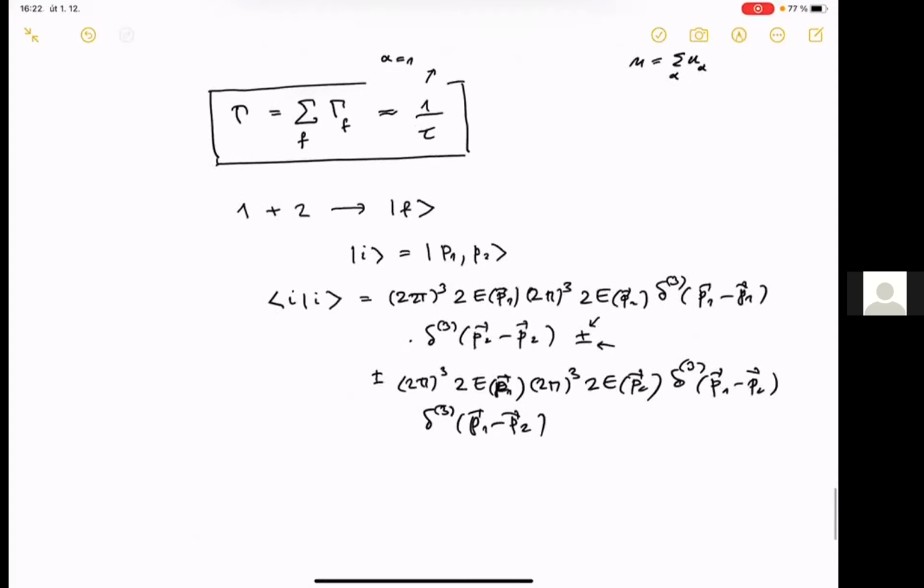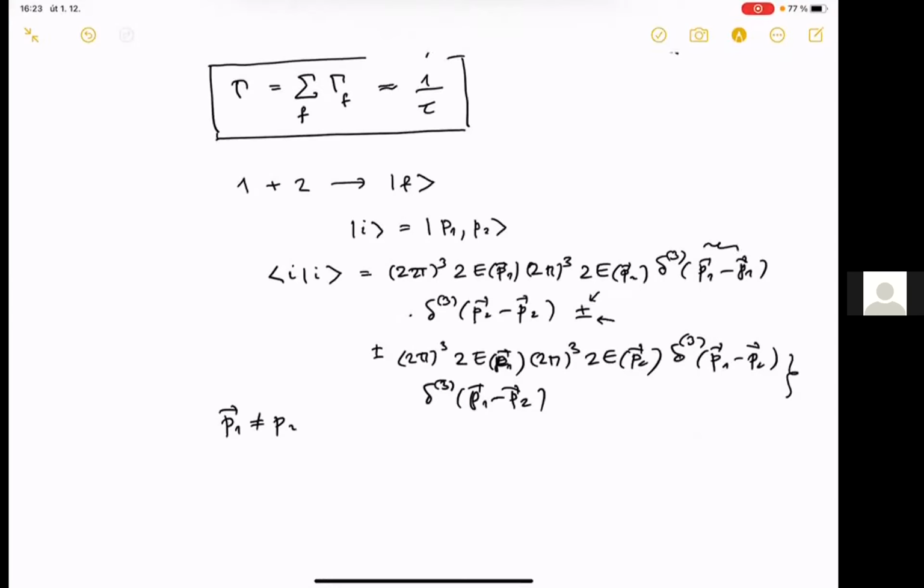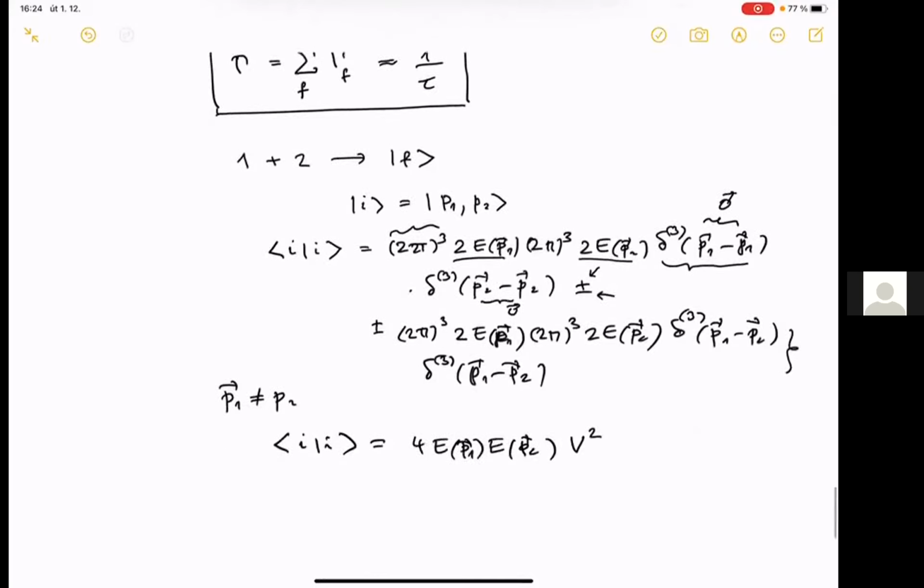Okay. This can be simplified if we suppose that p1 is different from p2, so this second term is absent, and we get here just delta function of 0, and again delta function of 0. So we can use again the trick with the finite volume and conclude that the norm squared of the state is just the product of these factors. That means 4 times the energy of particle 1 times the energy of particle 2, times the volume, to the second power. Okay, so this is our regularization of the norm of the initial state.